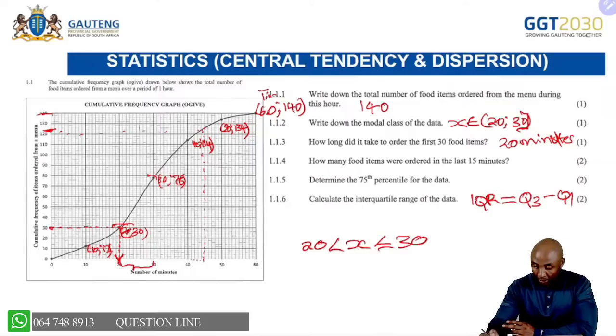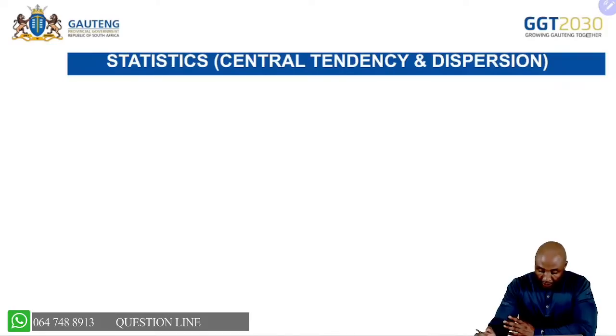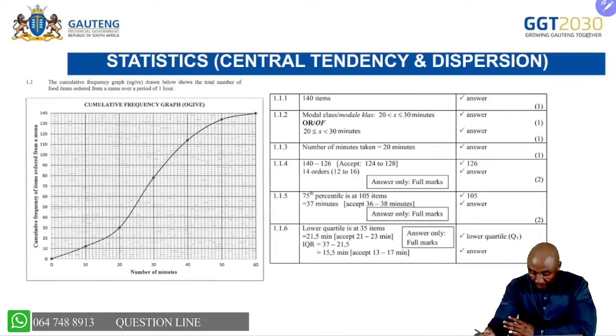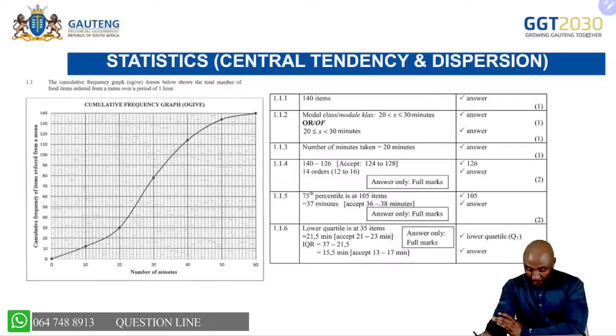Now I'll move along. You will realize that the solutions are as follows. I have given you the solutions. So the first, 1.1, we got 140 food items. We got the interval, the number, we said 140 minus 126. You can see that there we accept a range of values. It's not only one answer which is correct, but you must show where you take your reading.